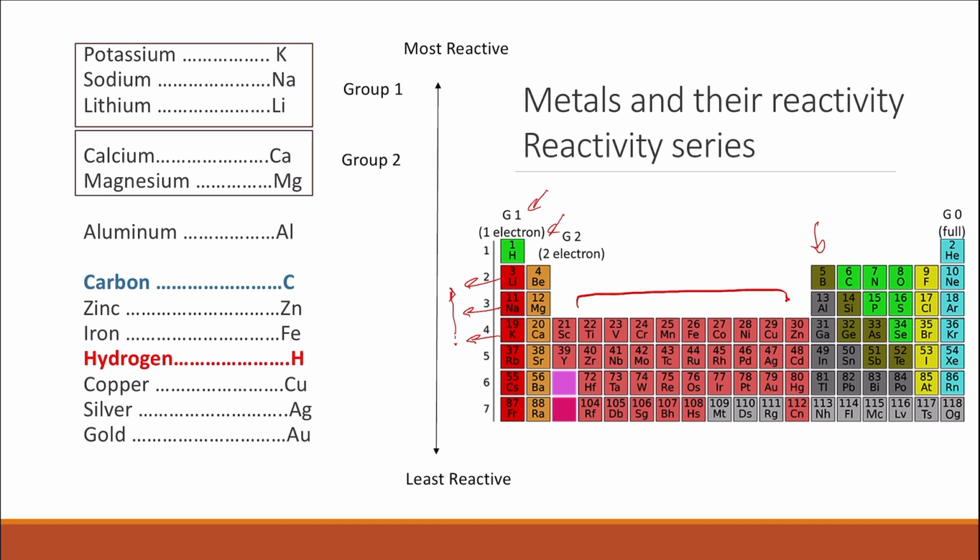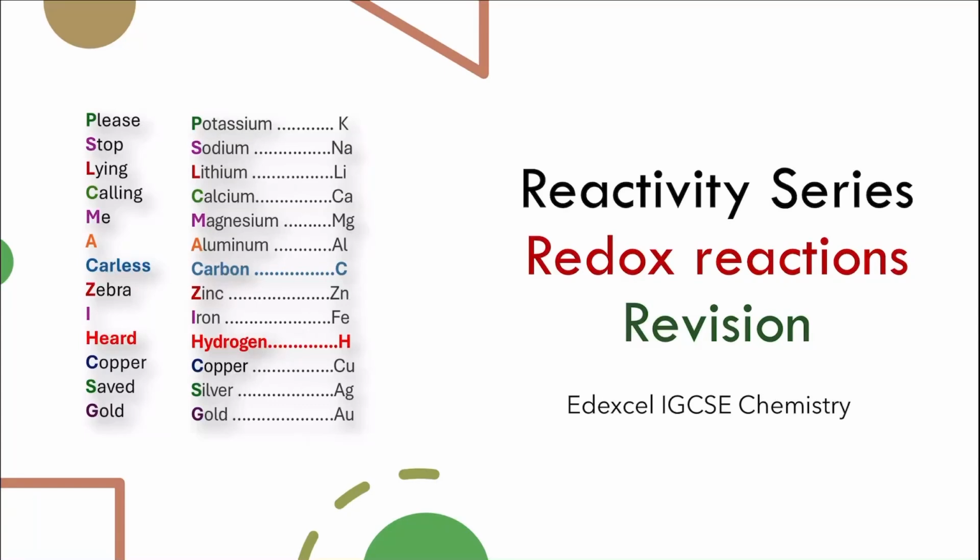And then the following two will come from group 2. Again, we're going to start from the bottom going up. So calcium first and then magnesium. And the following metal will be from group 3, which is aluminium. Following group 1, 2, and 3, we're going to have the carbon. Then we're going to start to see the transition metals. So following the carbon, there is zinc, and then iron, and then hydrogen.